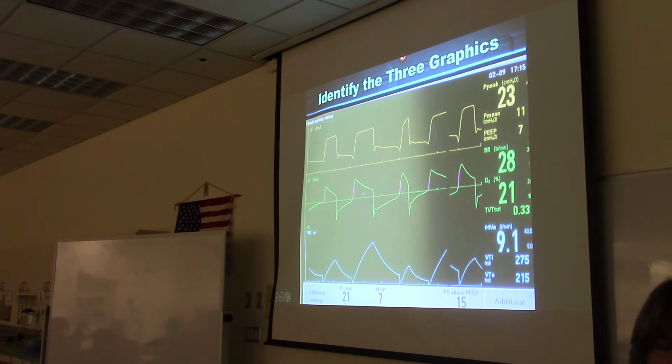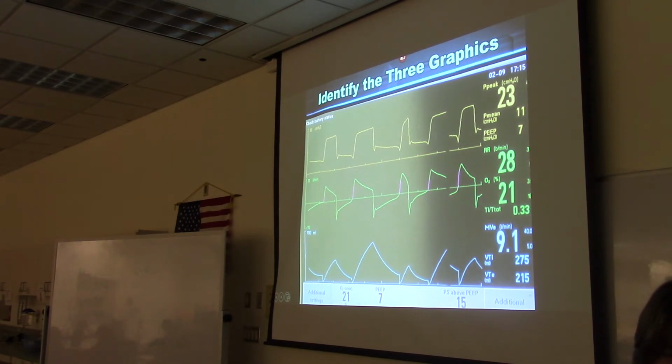What do you think the second one is? Flow. Very good. It's flow. You see liters per minute. That's kind of the giveaway. At the top of the line, is that exhalation or is that inspiration? Inspiration. And then here is the exhalation valve opening, and this is the air coming back out of the lungs. What's down here? Volume. Okay, so volume goes in the lung, volume comes back out of the lung.